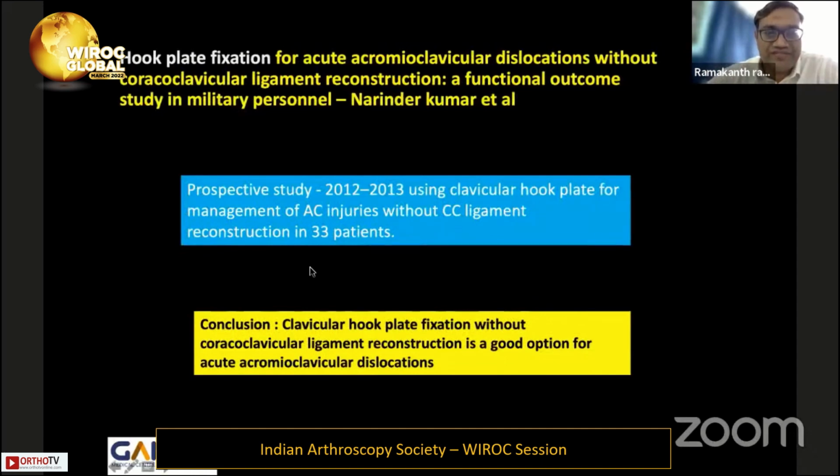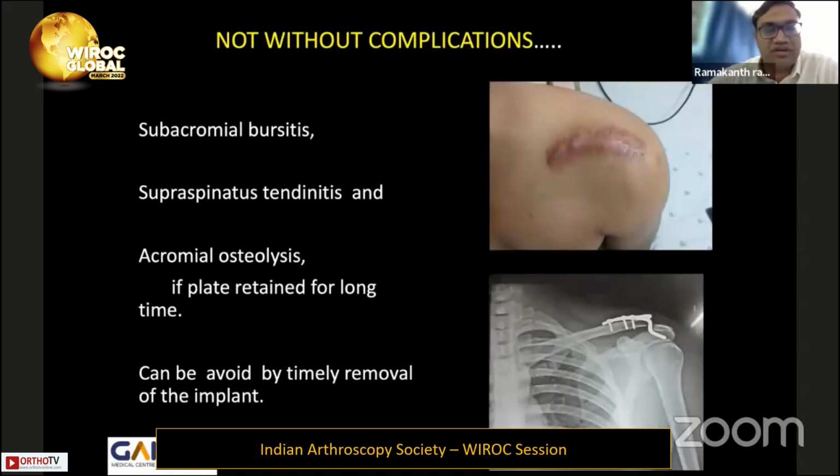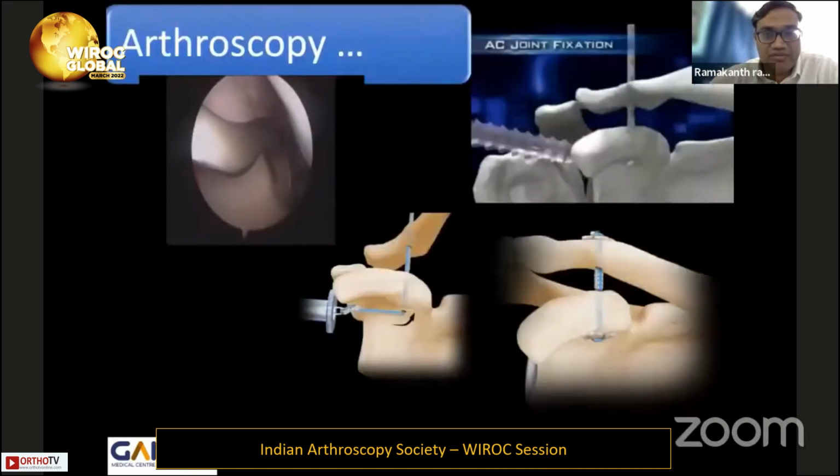What about hook plate fixation? One of the studies in 2012 showed that the hook plate is a good option for acute AC joint dislocation, but they are not without complications like subacromial bursitis, tendinitis due to impingement, acromion osteolysis, and if the plate is retained for long. This can be avoided by early removal of the plate.